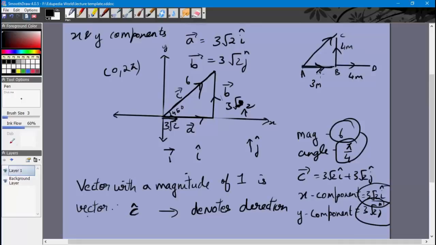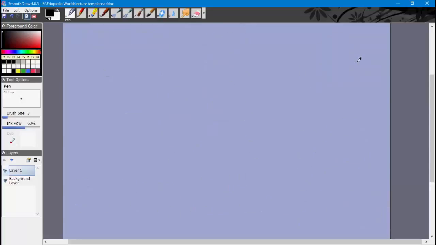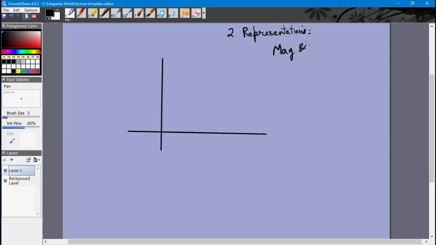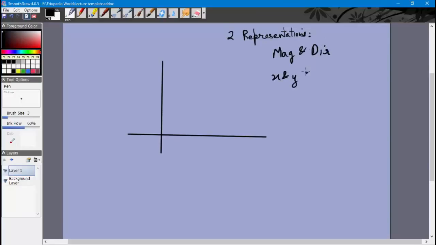AB will have its own x and y components. BC will have its own x and y components. BD will have its own x and y components. Now we'll look at all of this a little bit more generally. Basically what we are doing is we are taking two representations of vectors. One is the magnitude and direction, and the other is the x and y components.